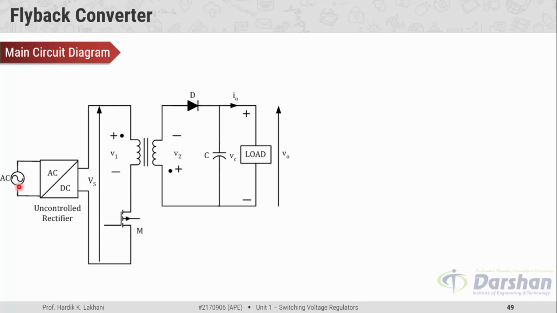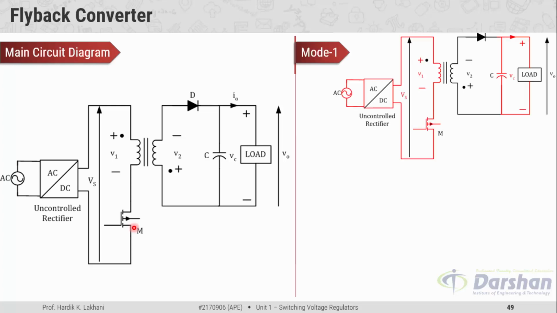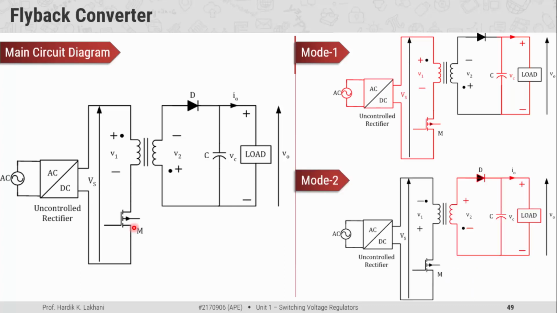Same as other circuit diagrams, the flyback converter has one controlled switch, so the one cycle operation of the flyback regulator can be explained with the help of two intervals. The first interval is when the switch is on, and the second interval is when the MOSFET is off. Here you can see the equivalent circuit diagram for mode 1 operation and mode 2 operation. The highlighted portion in the equivalent circuit diagram shows the active part during that mode of operation.